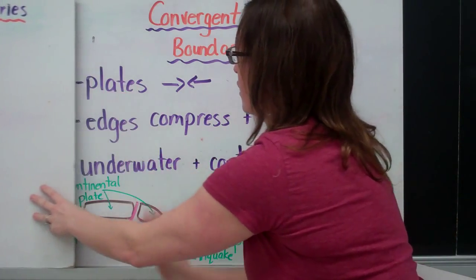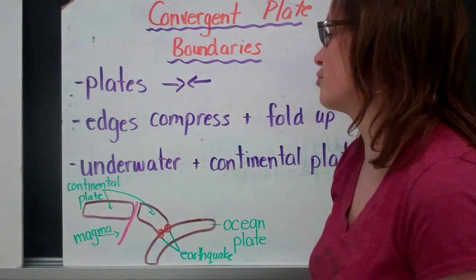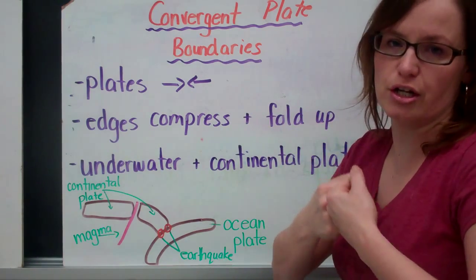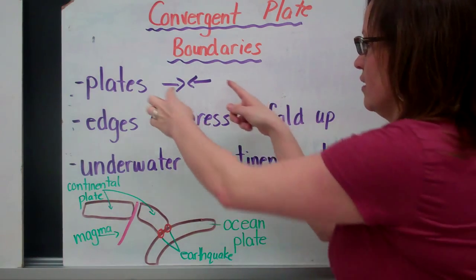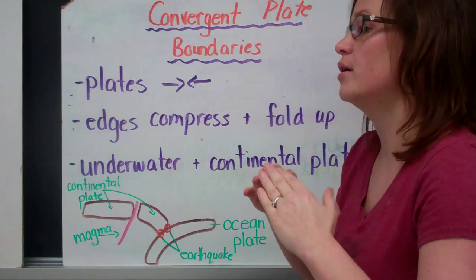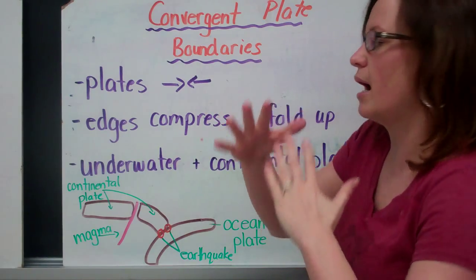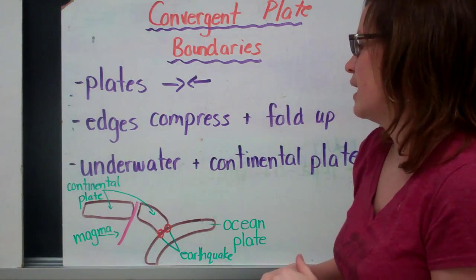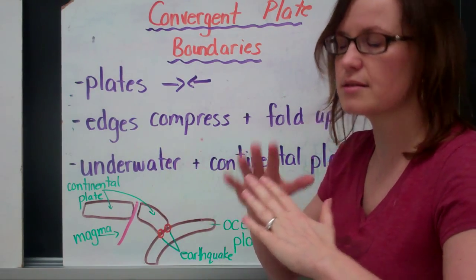And the last type of plate are the convergent plate boundaries. So these are those plates that are pushing towards each other, and there's extreme pressure, and as they push towards each other, the edges start to break off and they start to pile on top of each other and fold up, and this is what creates our fold mountains.